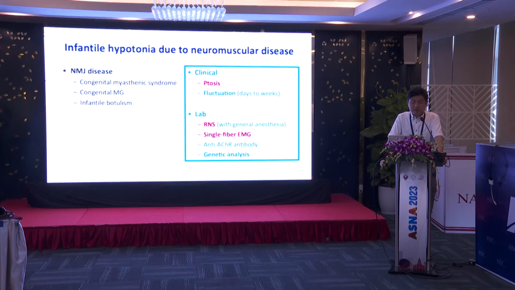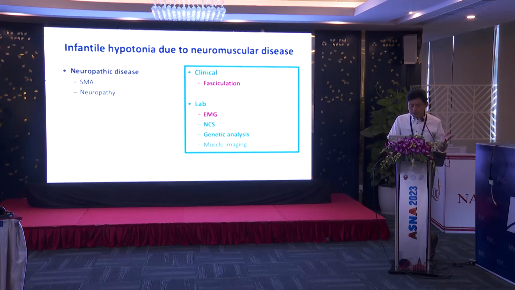You need general anesthesia, but you need to do it to make a diagnosis. Yes, and also single fiber EMG. And of course, if this is congenital myasthenia gravis, you need to measure anti-acetylcholine receptor antibody. And again, for congenital myasthenic syndrome, you need genetic analysis. And for SMA or other neuropathic conditions, for SMA, you should observe fasciculation, and EMG is very important. But for infantile patients, EMG may also be difficult.